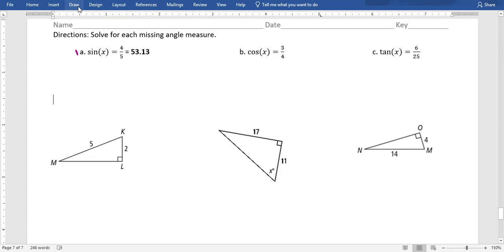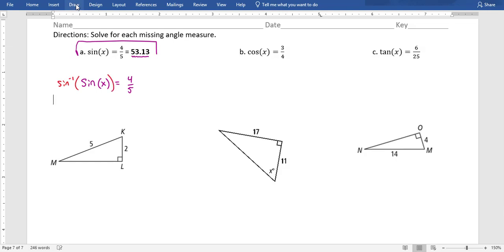Okay, so in part A here, this is kind of what it looks like already. If we have an equation, sine of x equals 4/5, how do we end up figuring out that 53.13 is what x is going to be? Well, to get x by itself on that left side of the equation, we need to get rid of sine. We need the inverse of sine. We need the opposite of sine to get rid of it. So what is the opposite of sine, you might ask? Well, it's actually just called inverse sine.